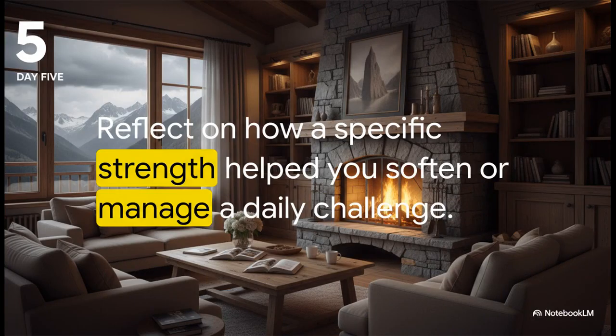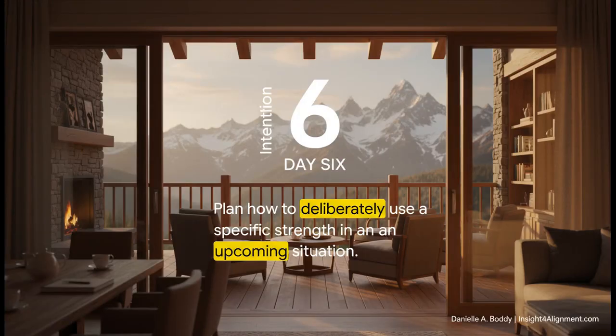Day five introduces what we call a pivot. Here, the focus shifts to challenges. How did you use a particular strength to navigate or maybe soften or just manage a difficult moment? This isn't about pretending the difficulty isn't there. It's about recognizing the internal resources you actually brought to it. So on day six, we move from reflection to intention. You'll look ahead, identify an upcoming situation, and then consciously plan how you will bring a specific strength to it. This is that important shift from just passively observing to actively, responsibly deploying our capacities.